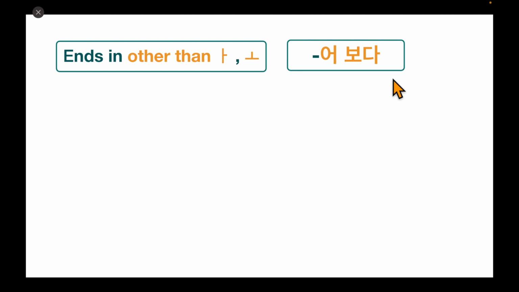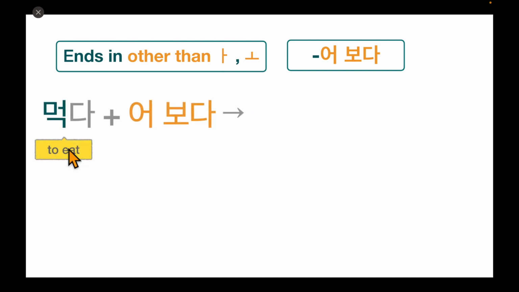We use this pattern when the verb stem ends in a vowel other than a or o. For example, let's take the verb 먹다, which means to eat. The verb stem is 먹, and it ends with a consonant g, not the vowels a or o. So we add 어보다 after the stem to create 먹어보다. Repeat after me. 먹어보다 for the present form.